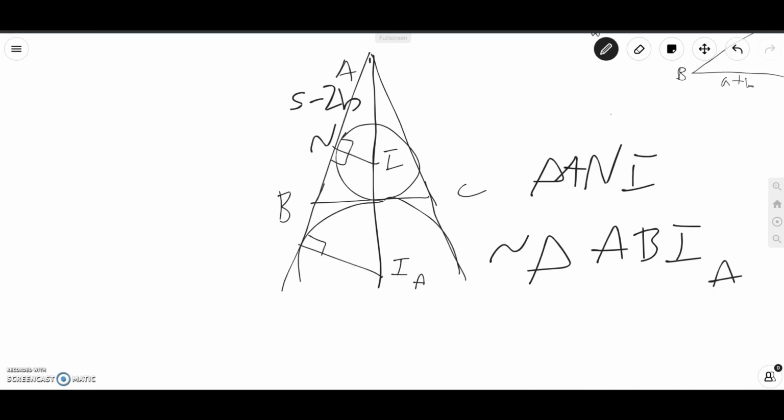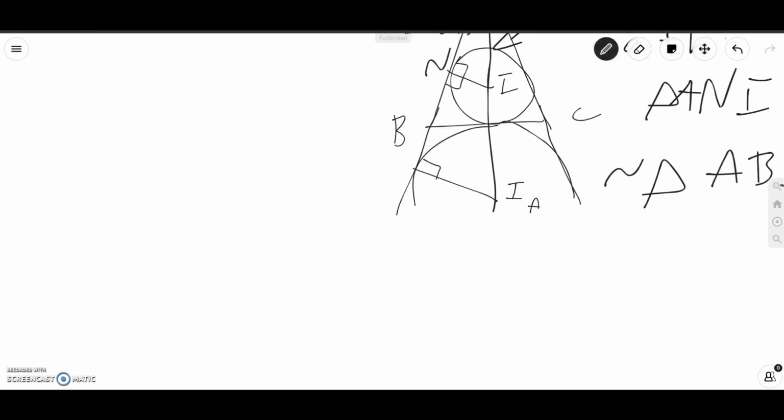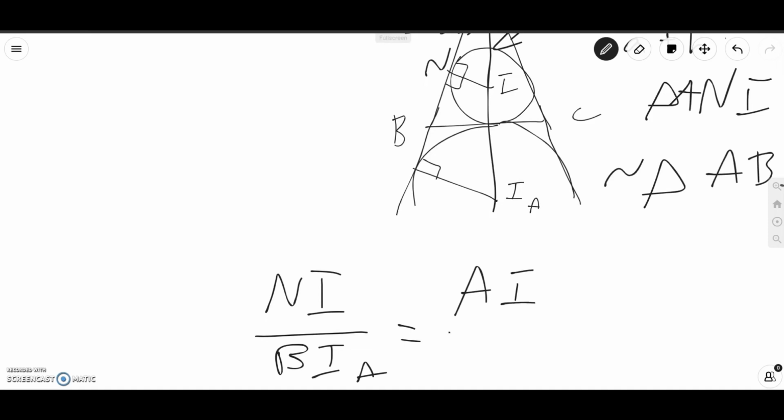But I think it's probably easier to use AI. AI is equal to H times A over A plus B. This is simply from the angle bisector theorem that we showed before. And so what we want to try to do is compute AIA in terms of the height and the radius. So the similar triangles we want to use is NI over BIA equals AI over AIA.